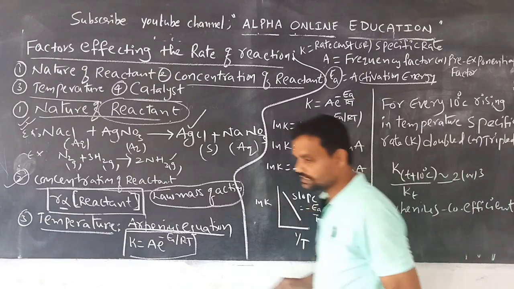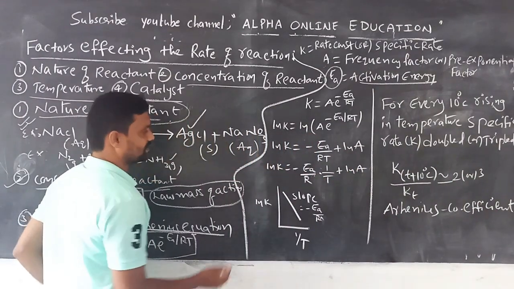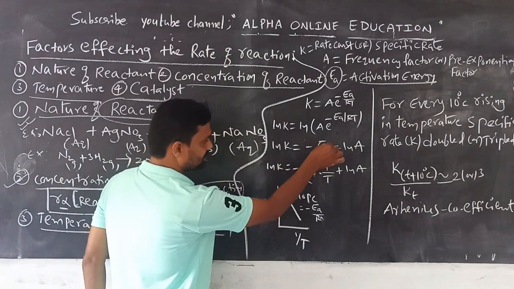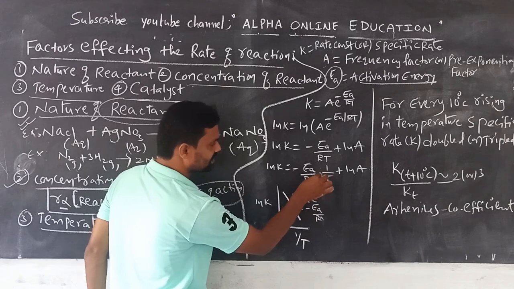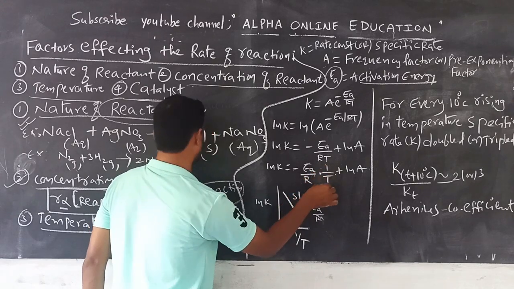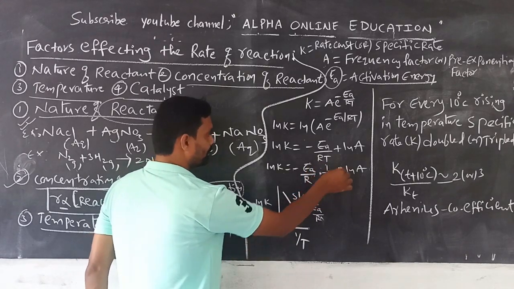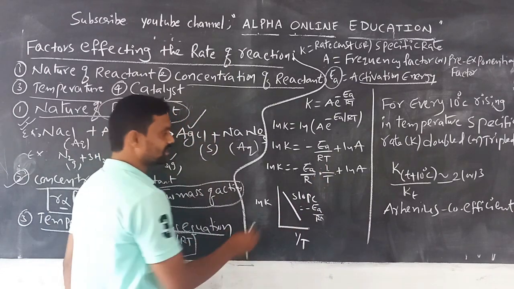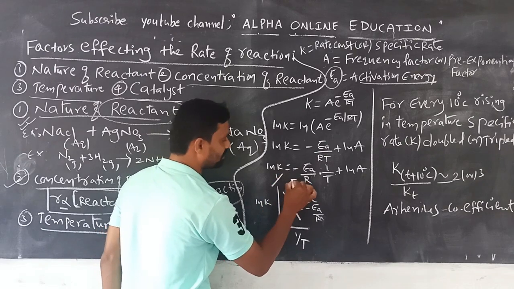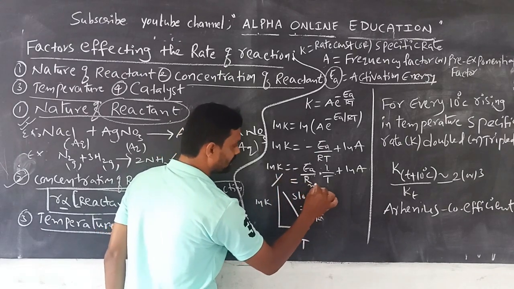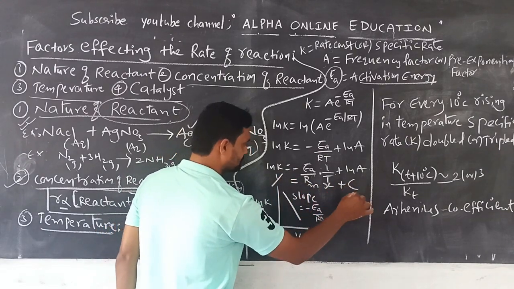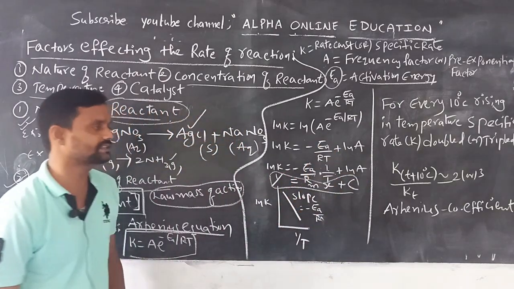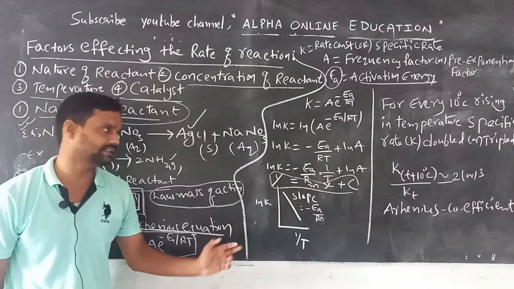And here, in this equation, we should make small changes. That is, ln K is equal to minus Ea by R, into 1 by T, plus ln A. Why? Because we should convert the equation into this model. It is in the form of the y is equal to mx plus c model.